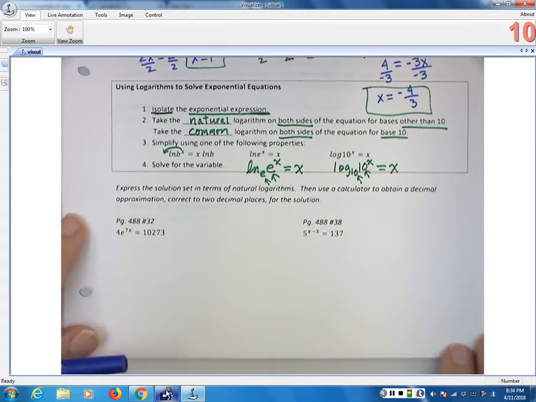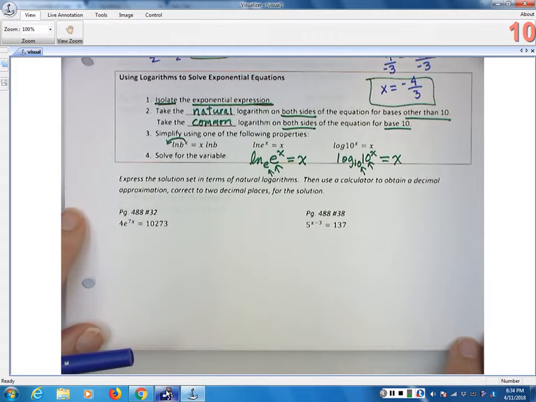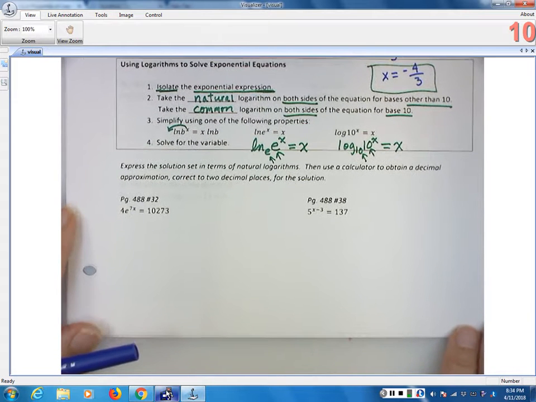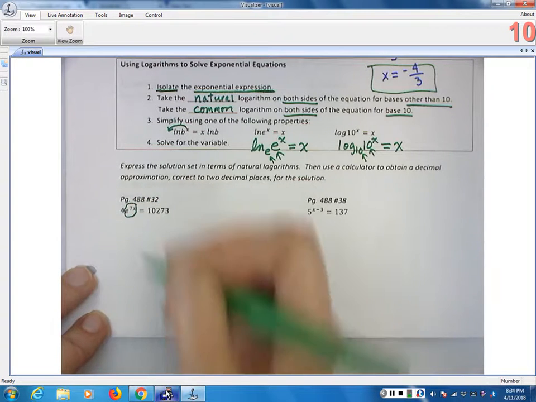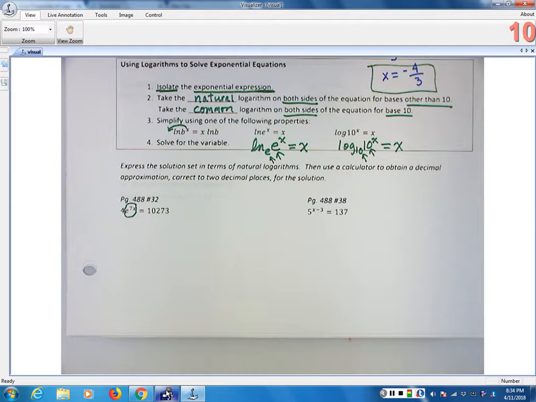Okay, so we're going to solve some more equations. So we need to get the e to the 7x by itself. Right now it's being multiplied by 4.